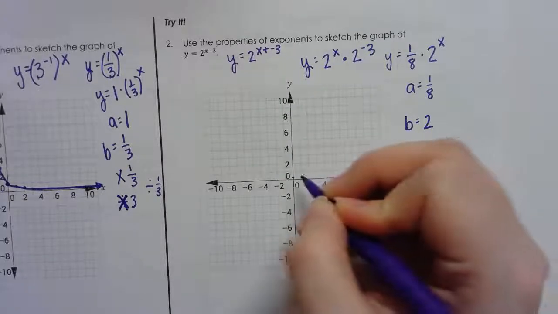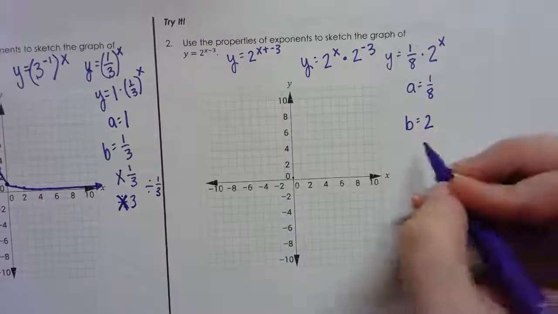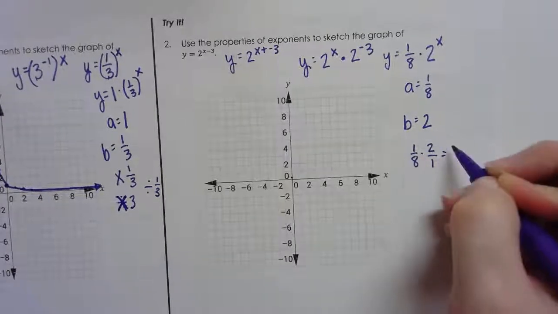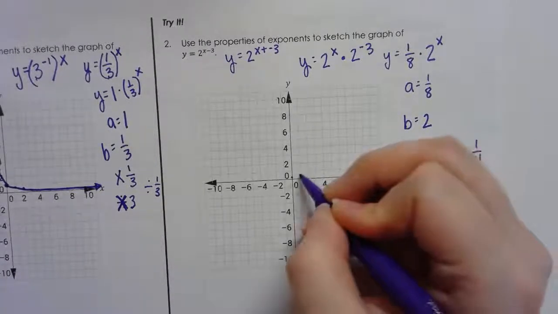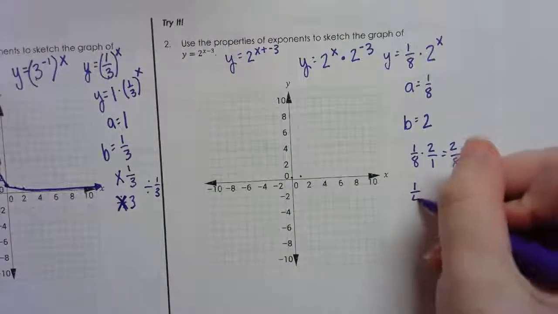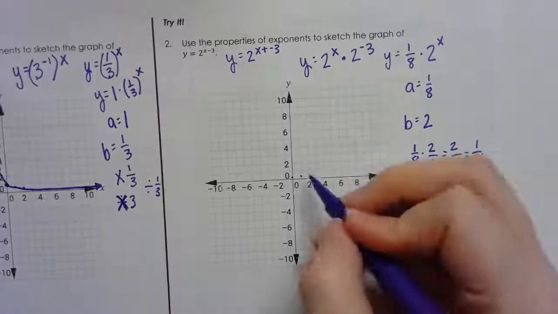I would assume it would be somewhere in here. And then I multiply 1/8 times 2. So 1/8 times 2 over 1 is 2 over 8, or 1/4. That's getting a little bit bigger, about there. And then I have 1/4 times 2 over 1, which is 1/2.